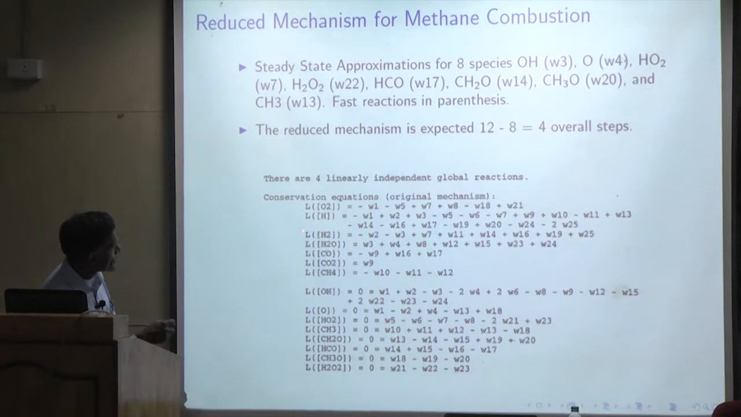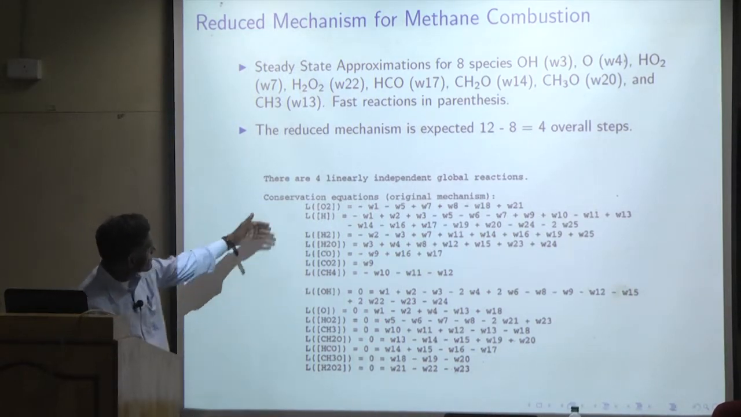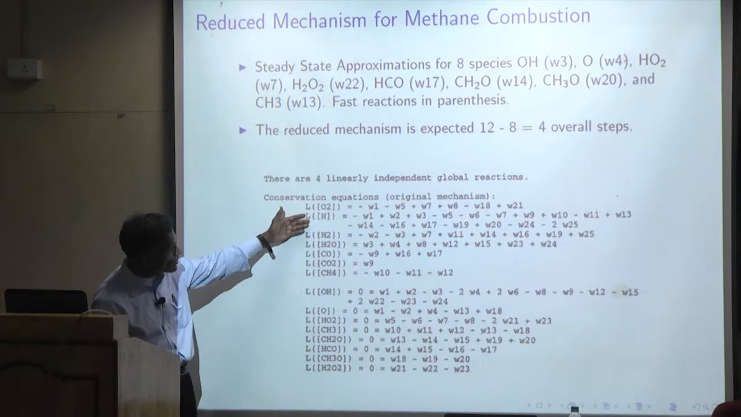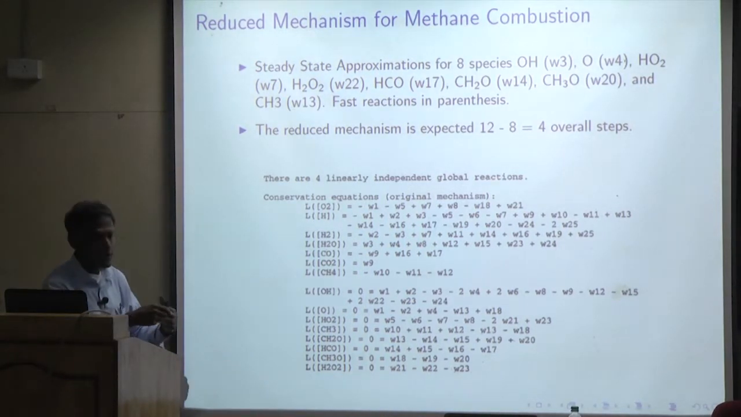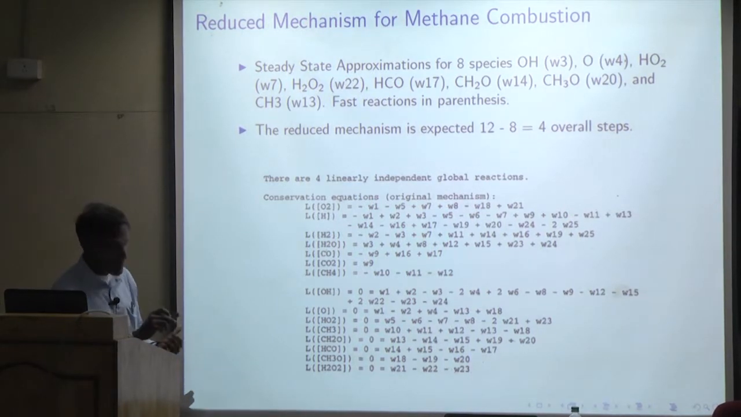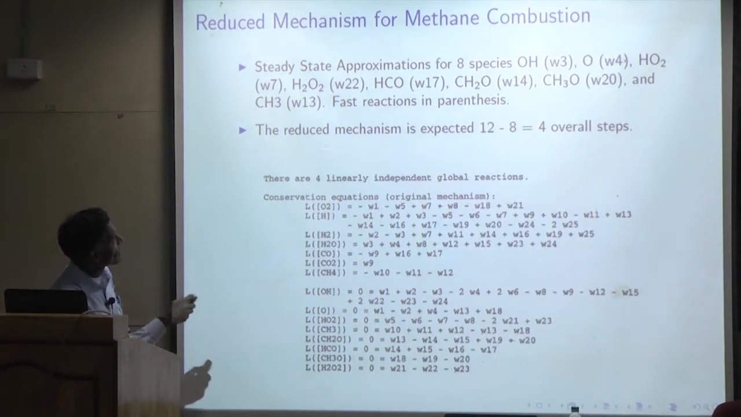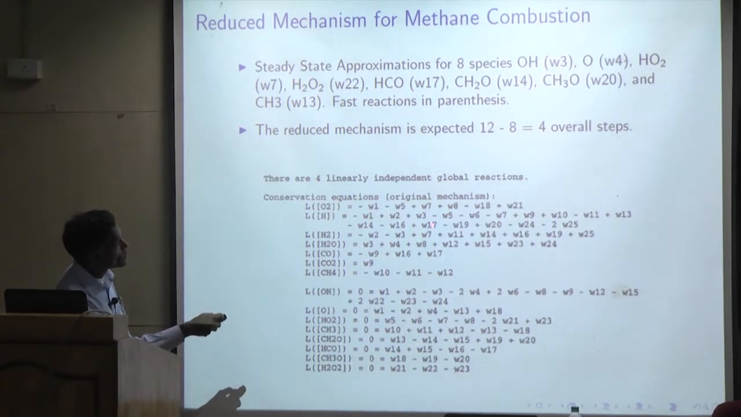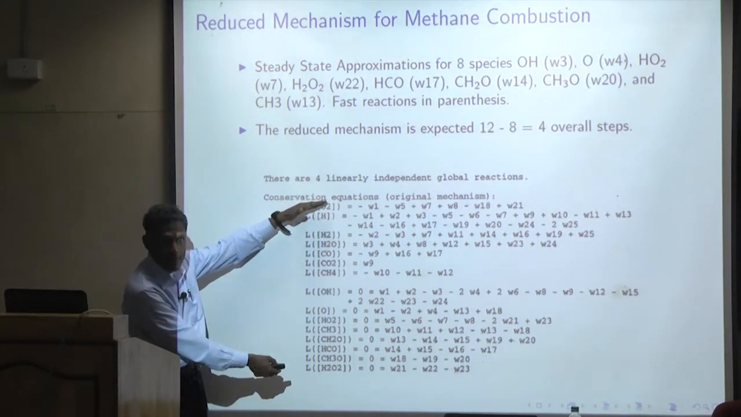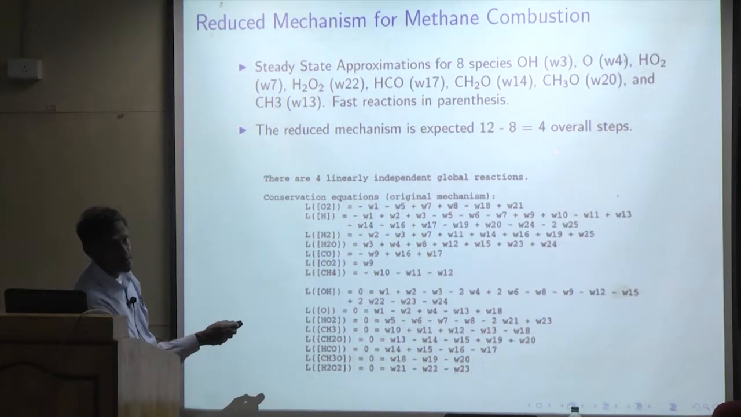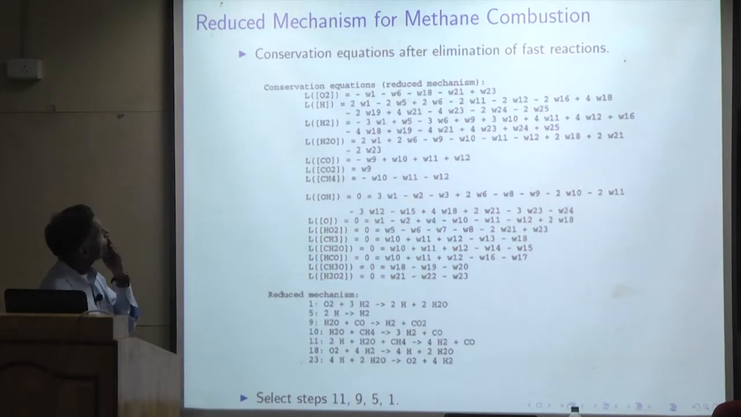So now you have these differential equations. But it turns out I can group these reactions in a reduced scheme. So let's go to the next step. I said the reduced mechanism has 12 minus. So this is already reduced. This is the set of equations you're solving. This is already equivalent to a 4-step mechanism. We'll go to the next step here.